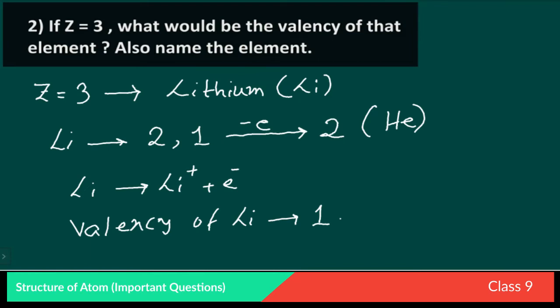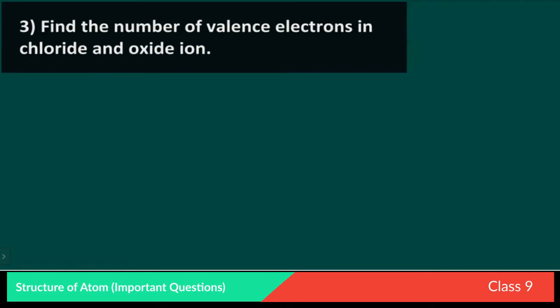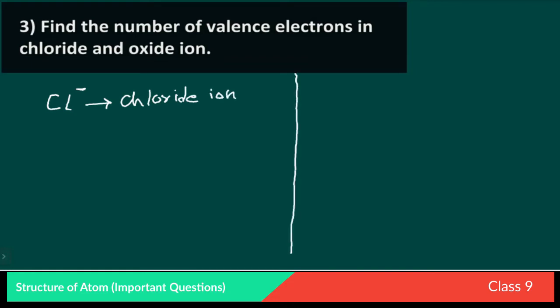Okay. Next we move on to the third question. Find the number of valence electrons in chloride and oxide ion. Now chloride ion means it will have one negative charge. This is chloride ion, Cl-, right? Next is oxide ion. Oxide ion is represented by O2-. This is our oxide ion. Now we have to find the number of valence electrons in these two ions.